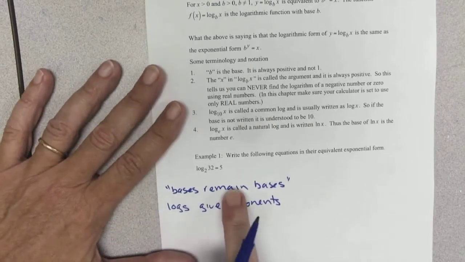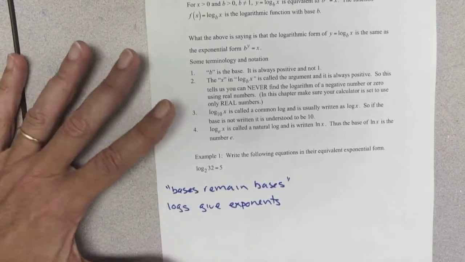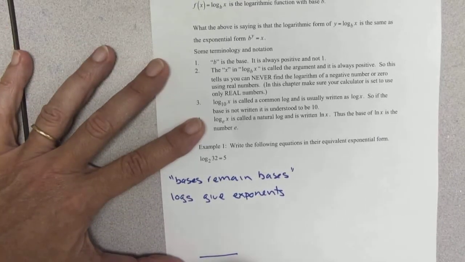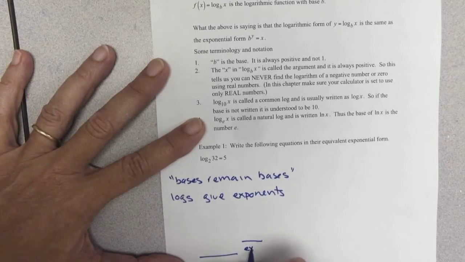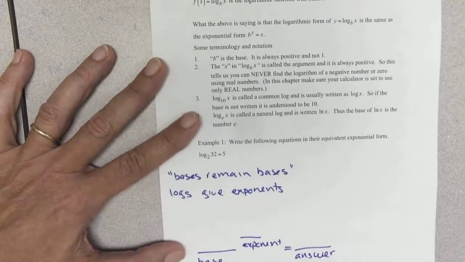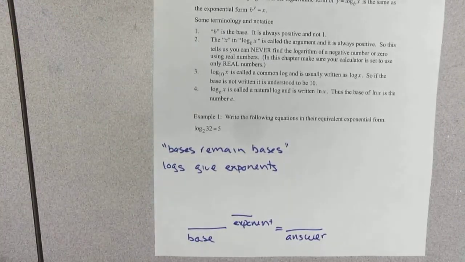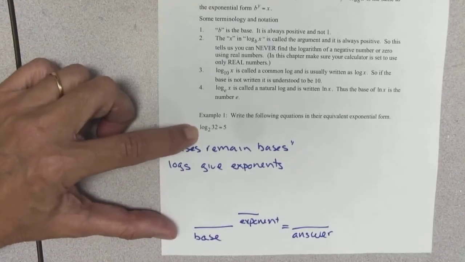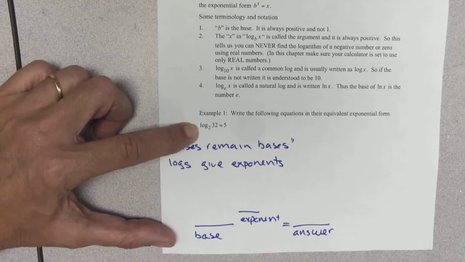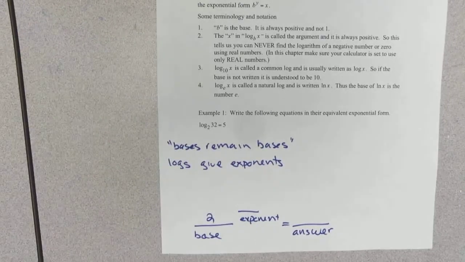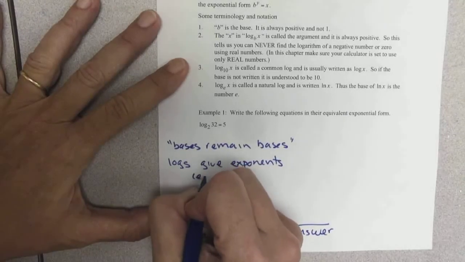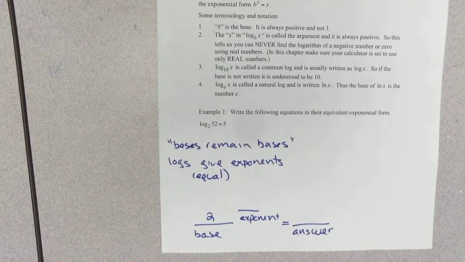So we're going to do a little fill in the blank thing. Write the following equations in their equivalent exponential form. In exponential form, we have a base to some sort of exponent equals some sort of answer. Then we just fill in the blank. Bases remain bases. So I look up here, log base 2. My base is 2. Logs give, or if you don't like the word give, logs equal exponents. So my log is equal to 5. So 5 is my exponent.